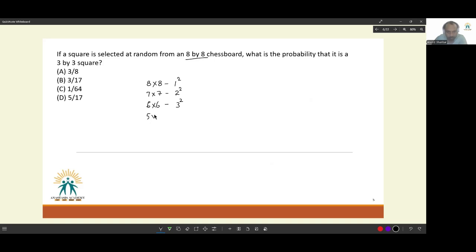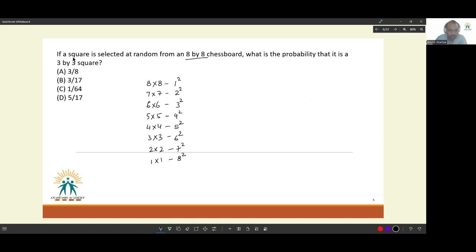And 5 by 5, there are 4 square such cases. For a 4 by 4, there are 5 square such cases. If you want to know how these cases are being generated, you can look at the last video on PNC, where I got into detail of how the square counting, or for a chessboard, how counting happens. 3 into 3, there will be 6 square cases. For 2 into 2, there will be 7 square cases. And for 1 into 1, there will be 8 square cases.